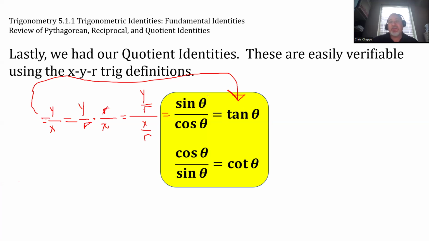Also, the second quotient identity is a direct consequence of the first one because we can simply take both sides of this identity and do the reciprocal. Reciprocal of tangent is cotangent. Reciprocal of sine over cosine is cosine over sine.